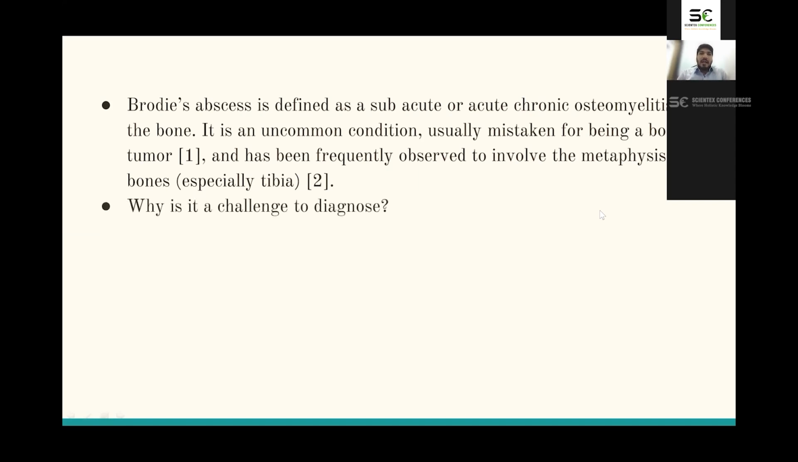Why is it a challenge to diagnose? Basically, a child would present to you with atraumatic limb pain, and you don't find any other alarming features. You don't find any other symptoms that would make you investigate further. The child is afebrile, the bloods would be fine, the inflammatory markers would be okay. He wouldn't be systemically unwell, he would be otherwise doing well and fine.